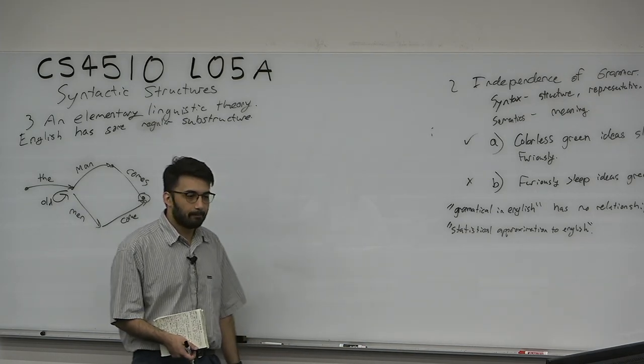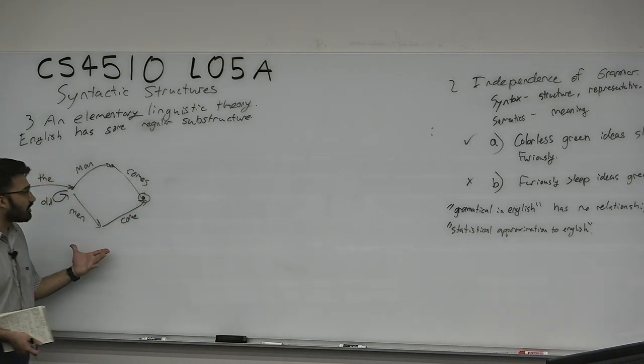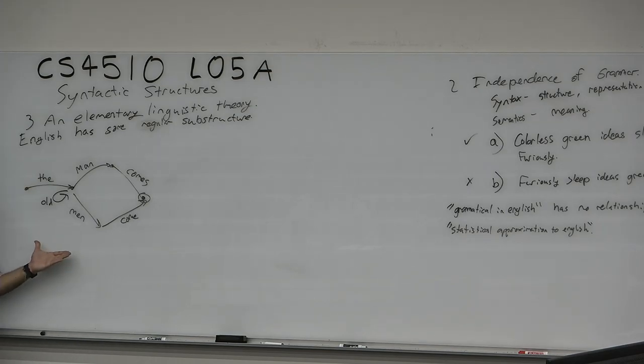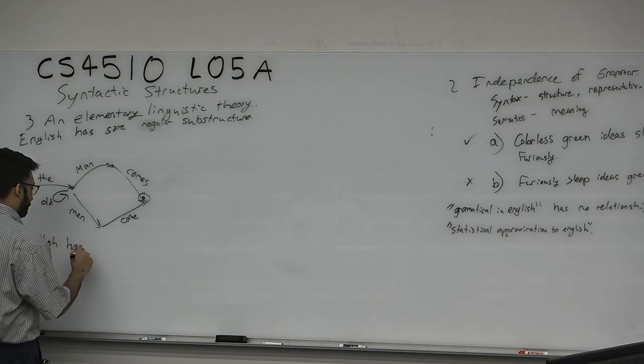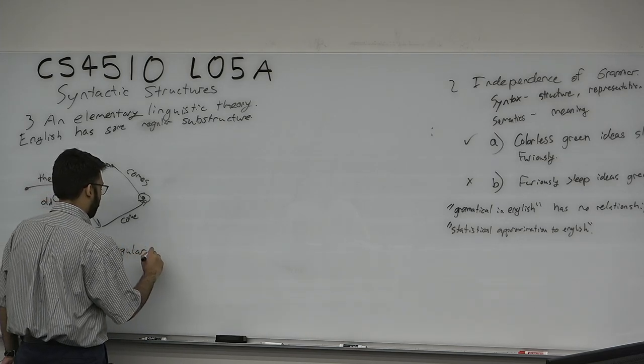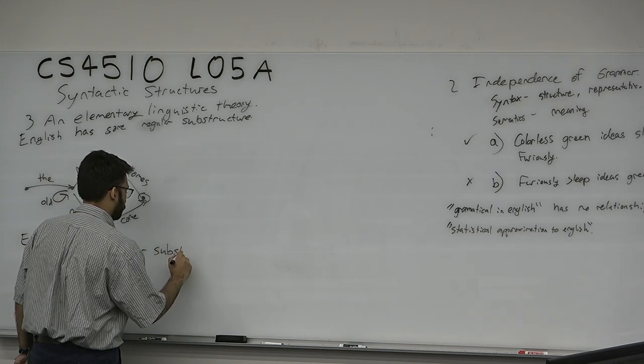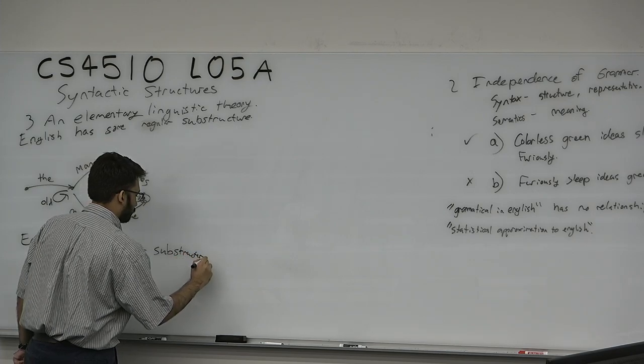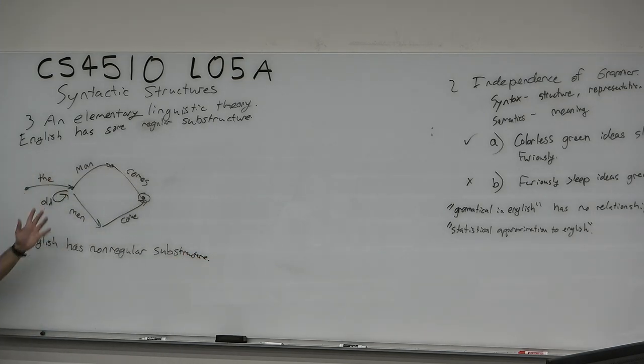I see. So this is a kind of regular substructure for an infinite subset of English. So you might conjecture maybe English itself is regular. But he actually proves no. English has non-regular substructure. So he gives some subset of English that looks regular, and then he argues that English actually has non-regular substructure.